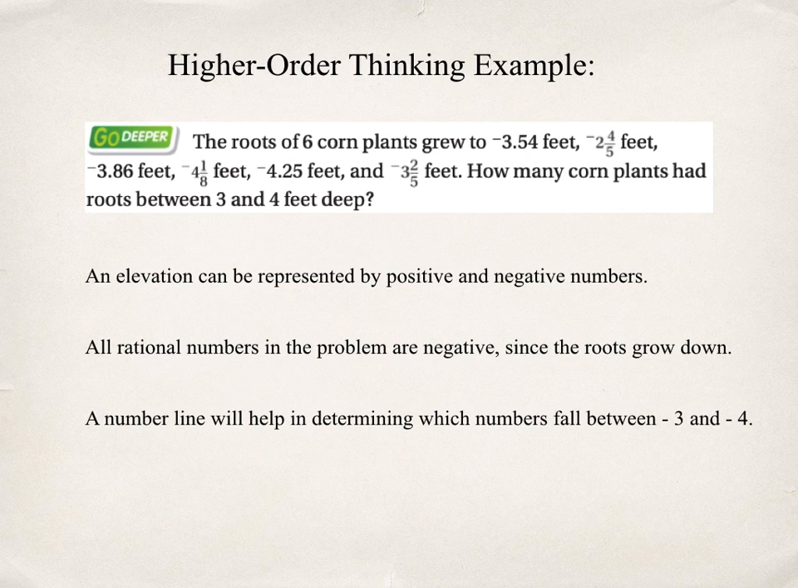Now let's keep in mind these 3 different things. An elevation can be represented by positive and negative numbers. All rational numbers in the problem are negative since the roots grow below the ground. A number line will also help in determining which numbers fall between the integers of -3 and -4.